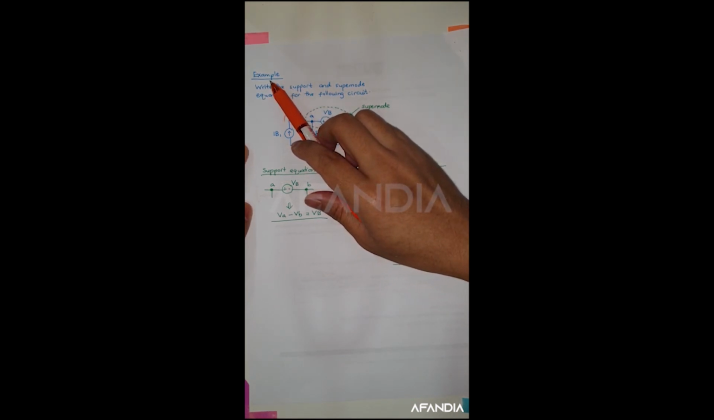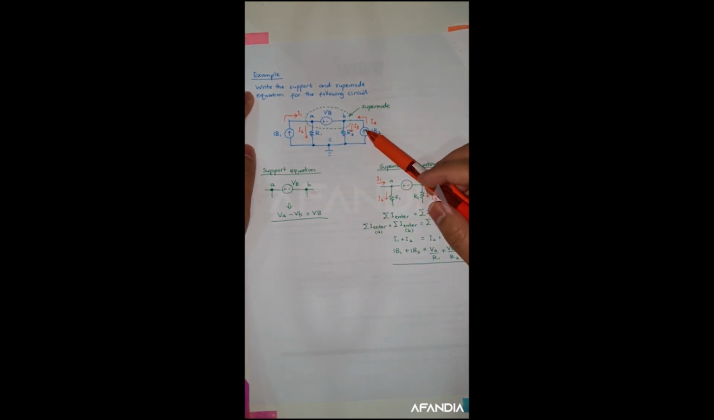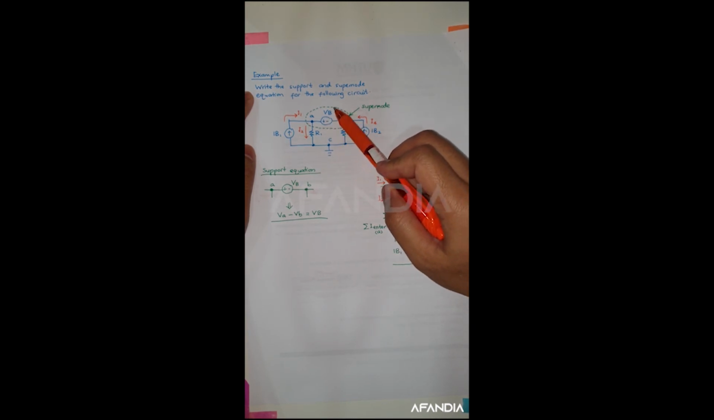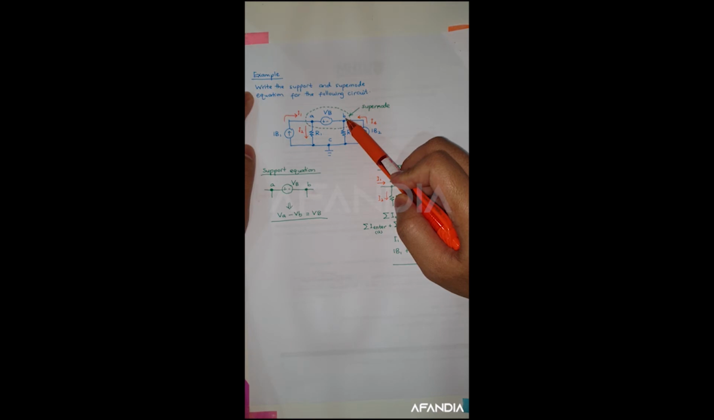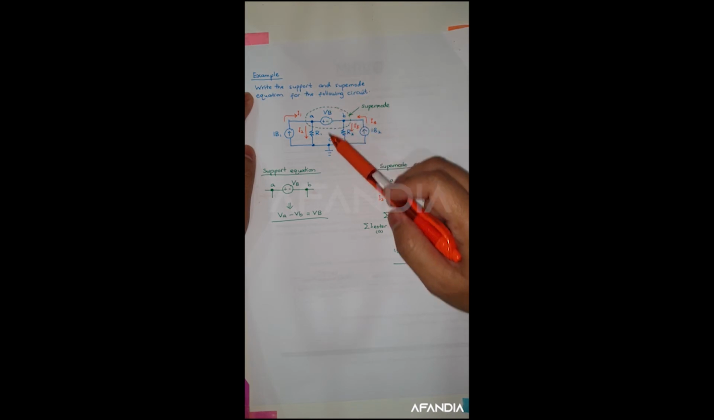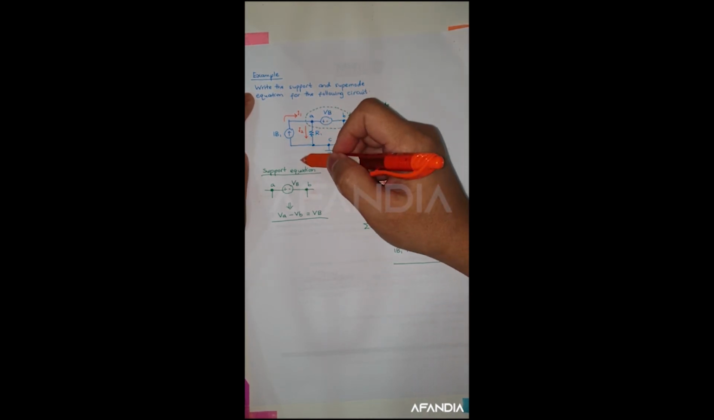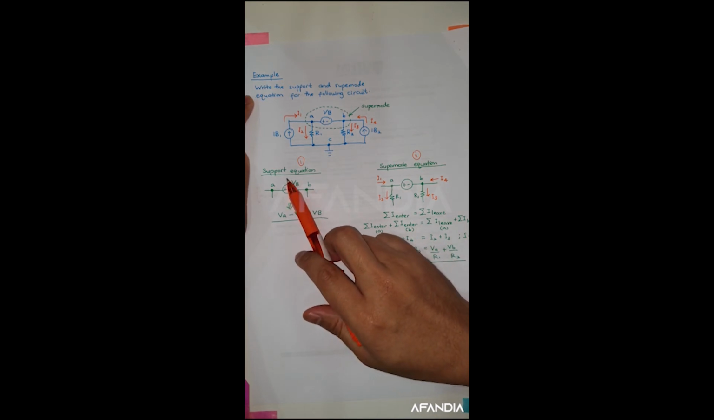Don't worry, let's have a look at this example for a better understanding. Let's say we want to write the support and supernode equations for the following circuit. We need to observe why this circuit is considered a supernode circuit. Let's say we have VB, R1, R2, IB2, and IB1. Now, if you still remember, this VB is located in between these two non-reference nodes A and B. This is why this is a supernode condition. As I said previously, we need to produce, number one, the support equation, and number two, the supernode equation.